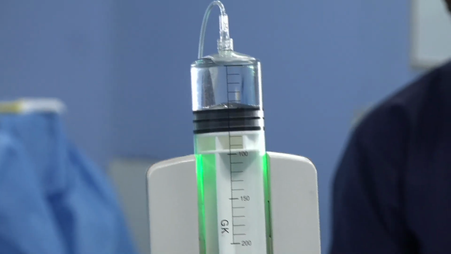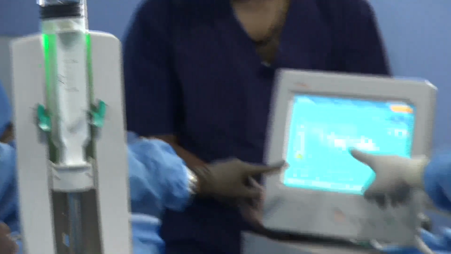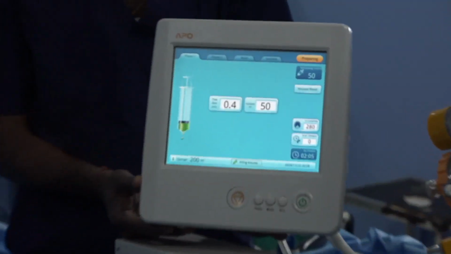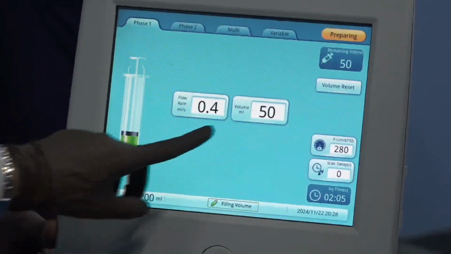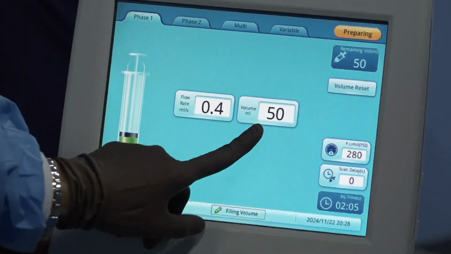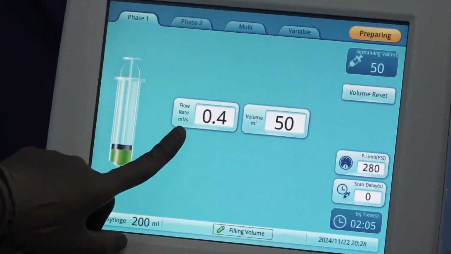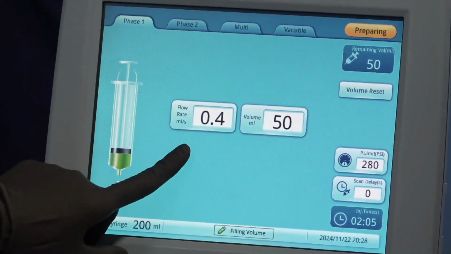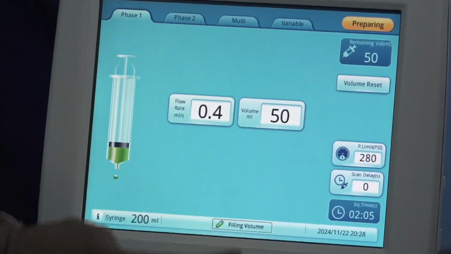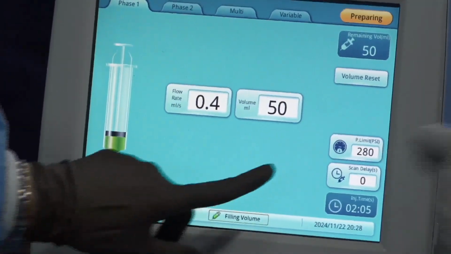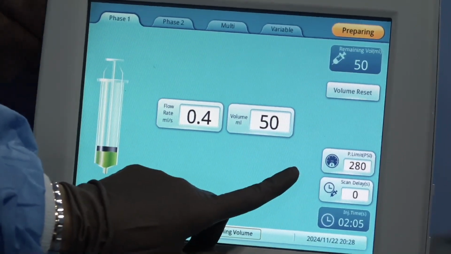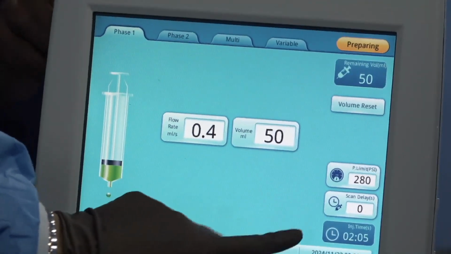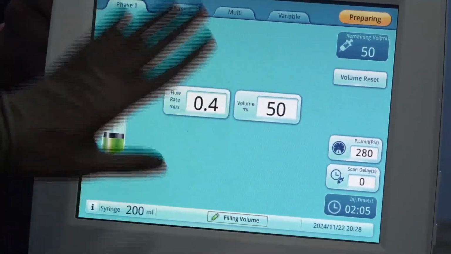And here, can you just focus here? Focus it more. Can you see it's 50? The volume here is 50, and we have set a flow rate of 0.4. It can go up to 0.8 also. And then there is pressure also. It's 280 psi, pounds per square inch. Okay? And so that is how everything is set.